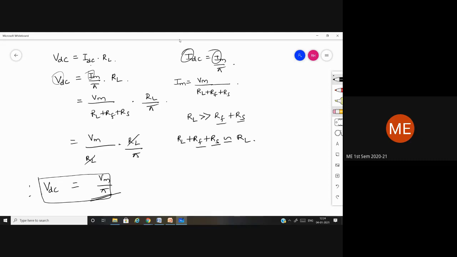RF and RS are very, very small compared to RL. That's why we are writing the entire term as RL. But in the problem, in the exam or anywhere, if they have mentioned the RF value and RS value, then you have to consider them. Suppose in the problem they have not mentioned the forward resistance or the source resistance, then you can ignore them and directly take RL. But if they have given them, you have to take RF and RS. If they are not given, ignore them. So this is the equation for average DC.